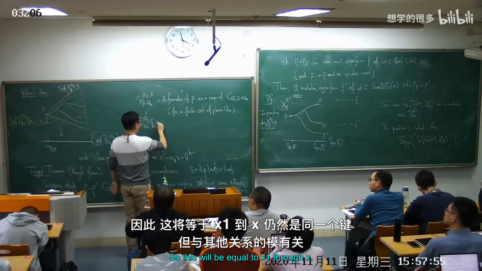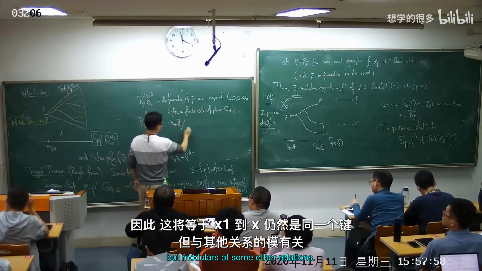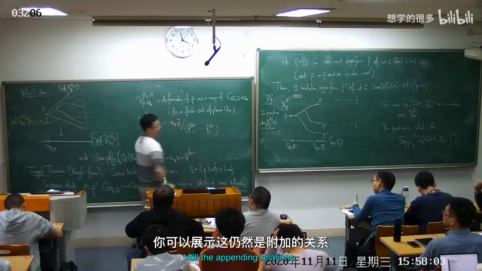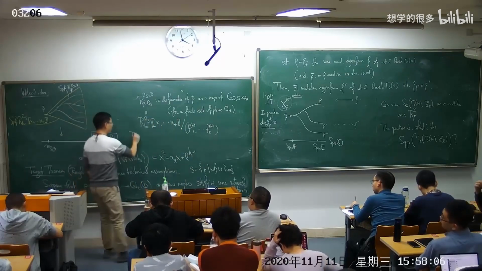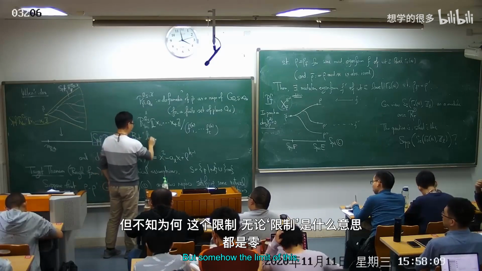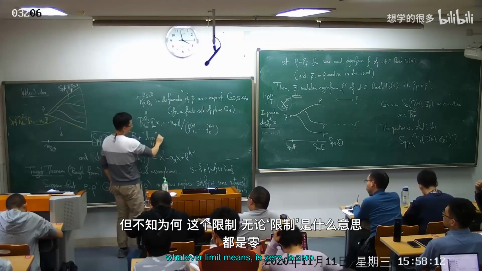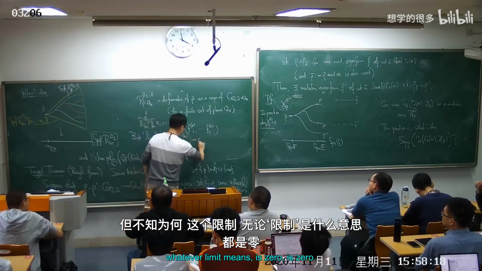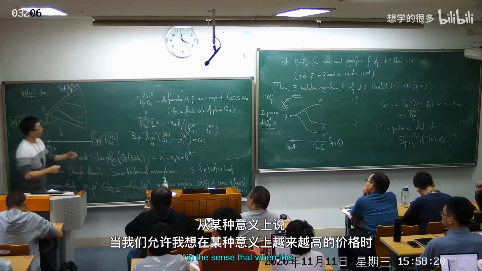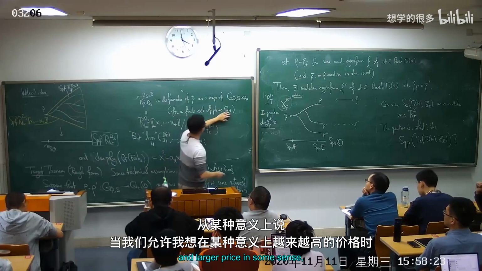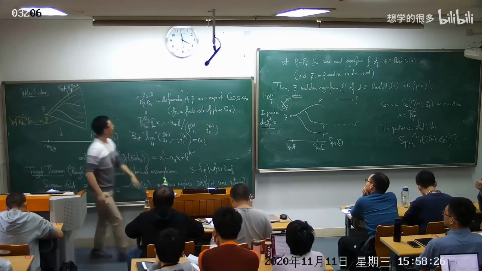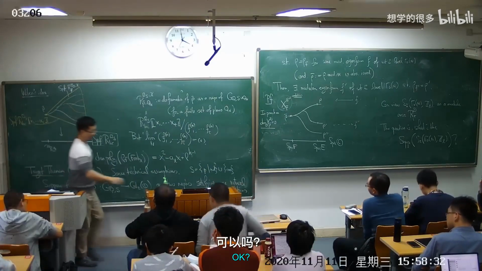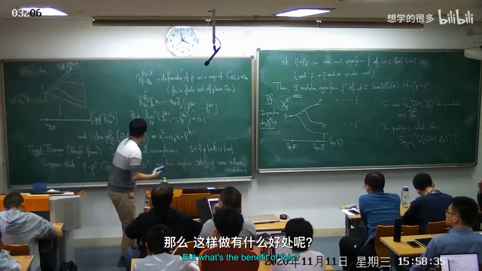So this will be equal to x_1 through x_g, still the same g, but modulo some other relations. You can show this still has that many relations. But somehow the limit of this, whatever limit means, is 0. In the sense that when we allow larger and larger primes in some sense, it will kind of fill up the entire disk in the limit sense. Okay? But what's the benefit of this?